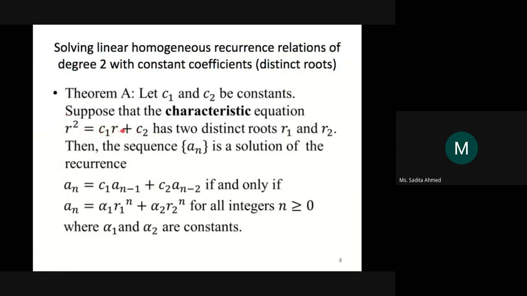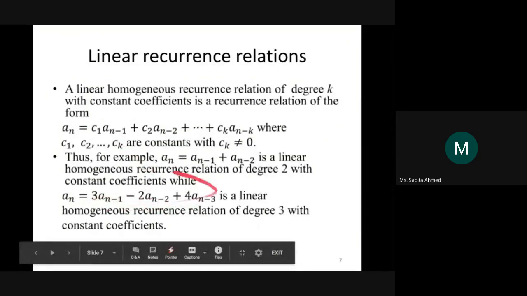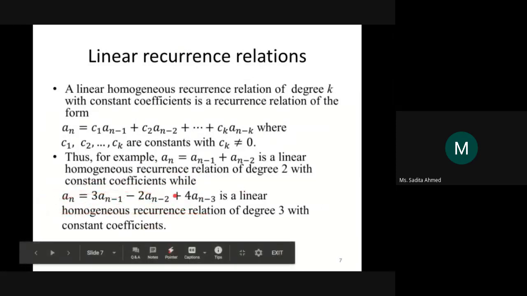The moment you know the recurrence relation, you know the values of c1, c2. For example, for this recurrence relation, what are the values of c1, c2, c3, guys? c1 is the first coefficient, it's 3. c2 is the second coefficient, what is that? Minus 2. c3 is the third coefficient, which is 4. All right. So similarly, for a recurrence relation with degree 2, how many constant coefficients would you have?